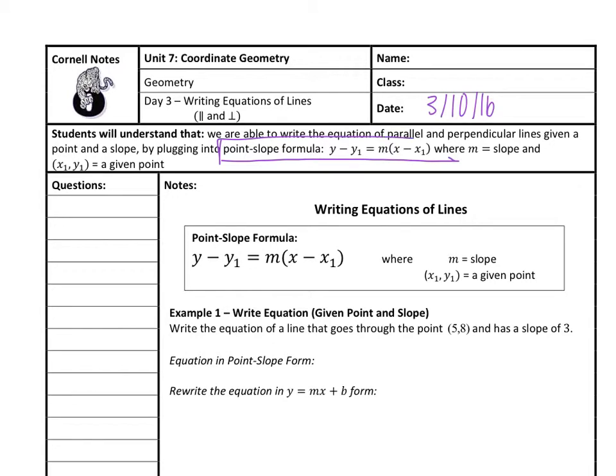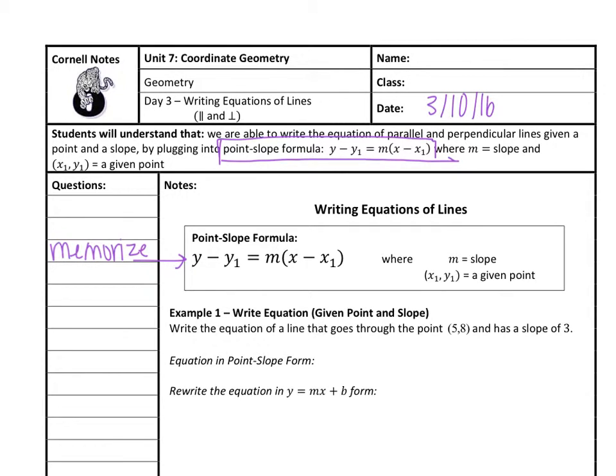y minus y1 equals m times x minus x1. Now this is a formula that you have to memorize. It's not given to you on a reference sheet. It's not going to be written on the test anywhere. You do have to memorize it. You'll notice that there's a bunch of x's, a bunch of y's, and then this little m. M, as we talked about last class, means slope. And x1, y1 is a given point.